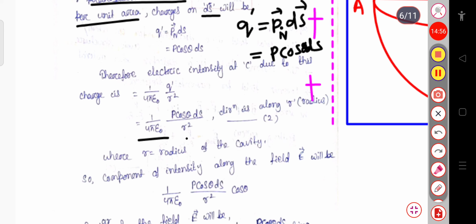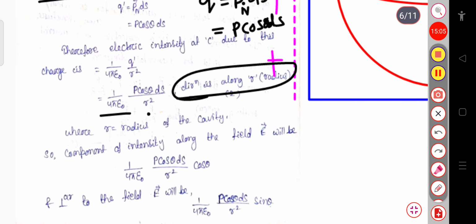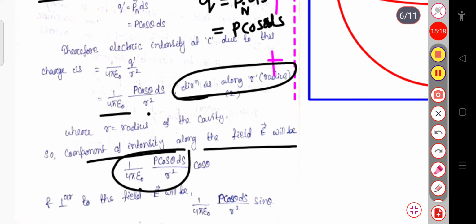and the direction is along the radius. So the direction will be along the radius, and r is the radius of the cavity, the spherical cavity. So the component of the intensity along the field E will be equal to 1 by 4 pi epsilon naught P cos theta ds by r square. So along the electric field, that will be your cos theta.